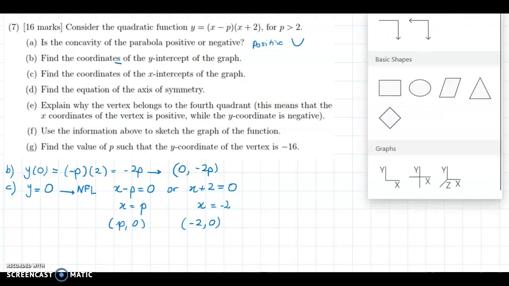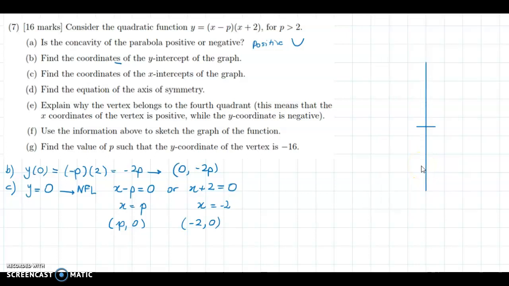So I'm going to quickly make some axes over here. I am going to start adding the information I have so far. Well, I'm going to set the negative 2 over here. And we know that then on this side we have 2. And then we know that p is a number that is greater than 2. We don't know how much bigger it is. Doesn't really matter. I'm just going to put my p here.